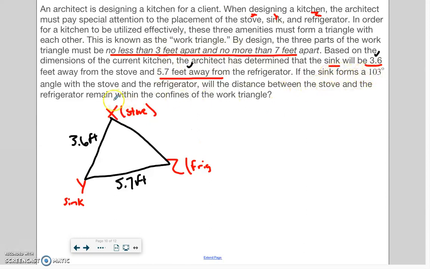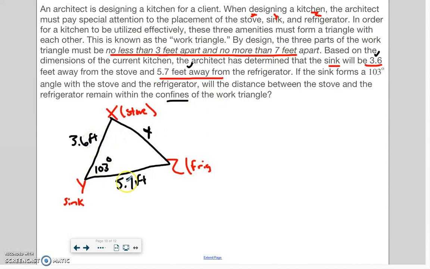Now, if the sink forms a 103-degree angle with the stove and the refrigerator, that's the angle that's between here. Obviously, the picture's not drawn to scale, as you can see. I'm looking for, will the distance between the stove and the refrigerator remain in the confinements? So in other words, does this distance, which we'll say is Y, fit between 3 and 7?